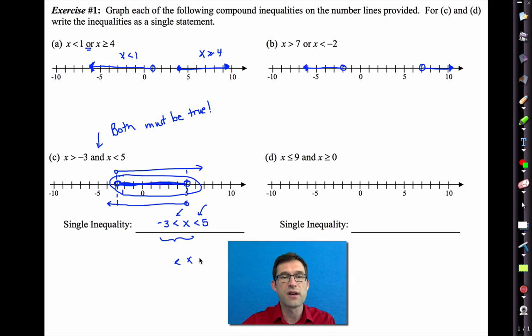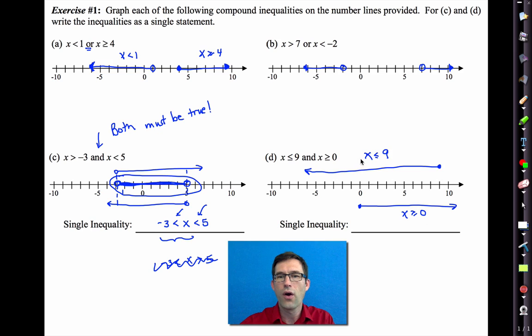You'll get crazy stuff from students like this, and this really doesn't make sense. This means x is greater than negative 3, while at the same time x is greater than 5. That's fine, but that would really just be x is greater than 5, so not that. Let's take a look at this one. x is less than or equal to 9. That would look like this. All right. x is less than or equal to 9, and x is greater than or equal to 0. All right. The overlap is right in here.